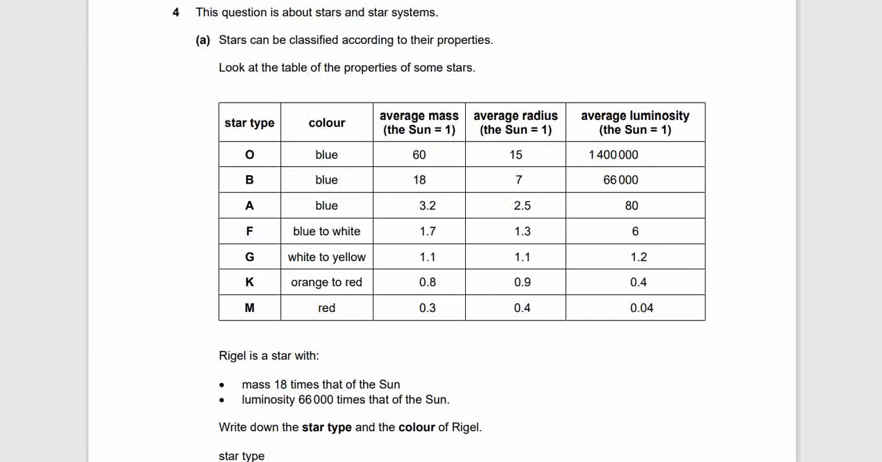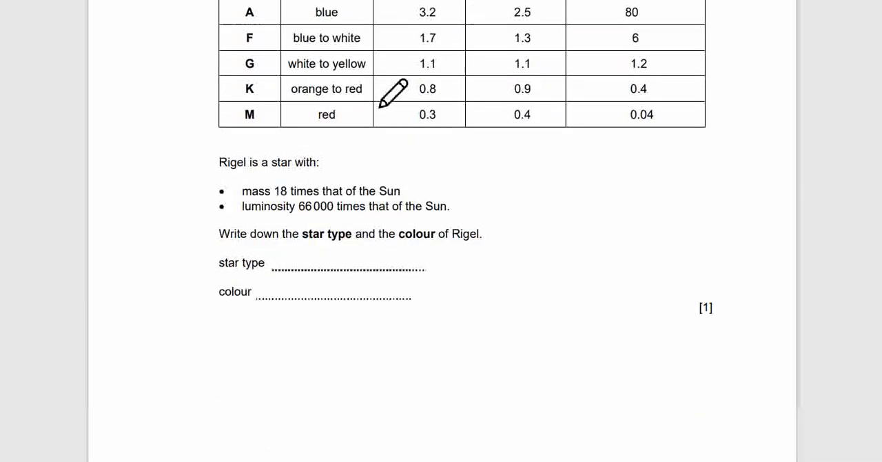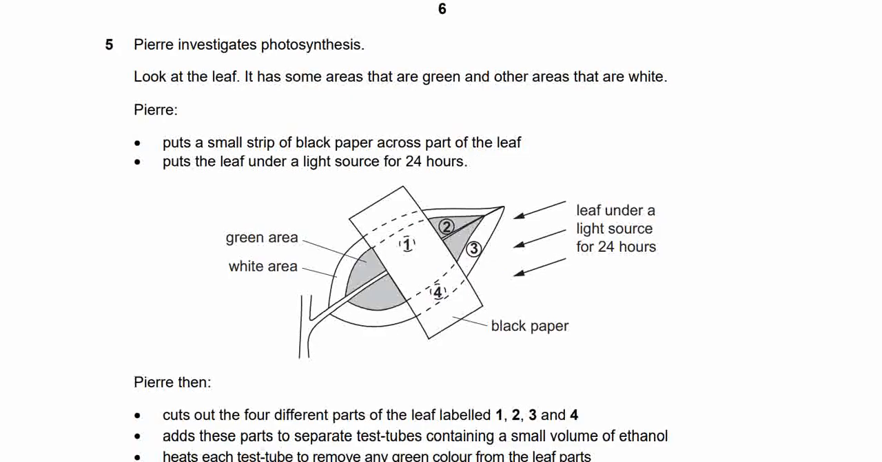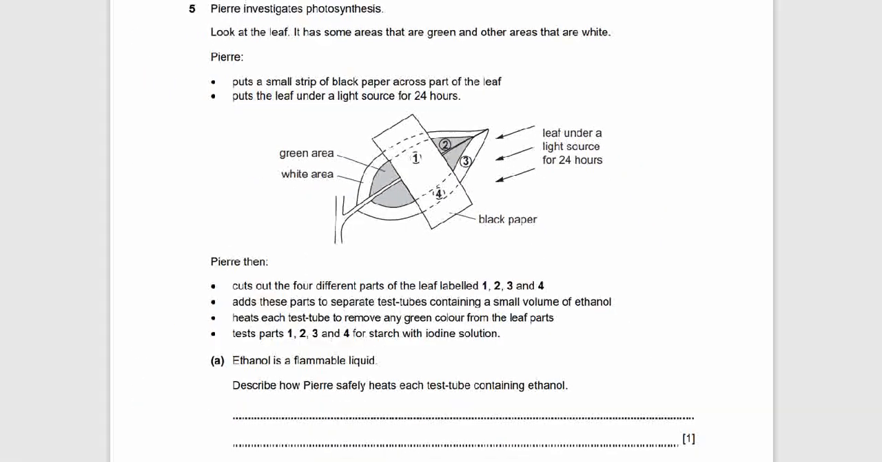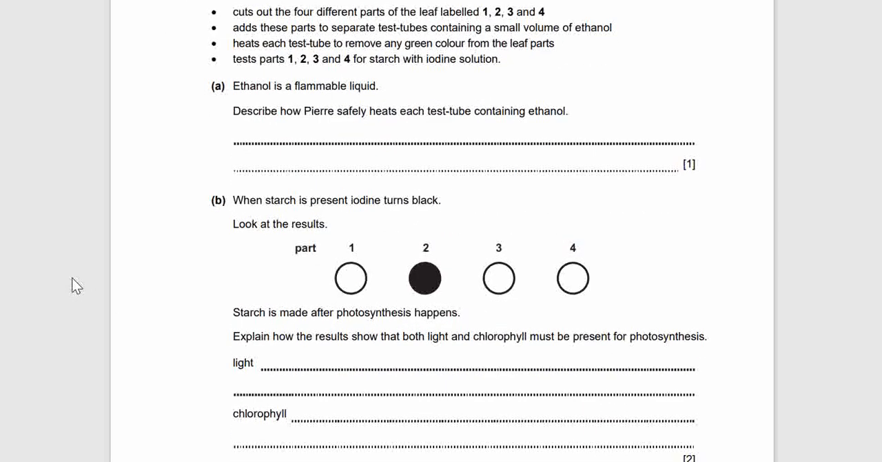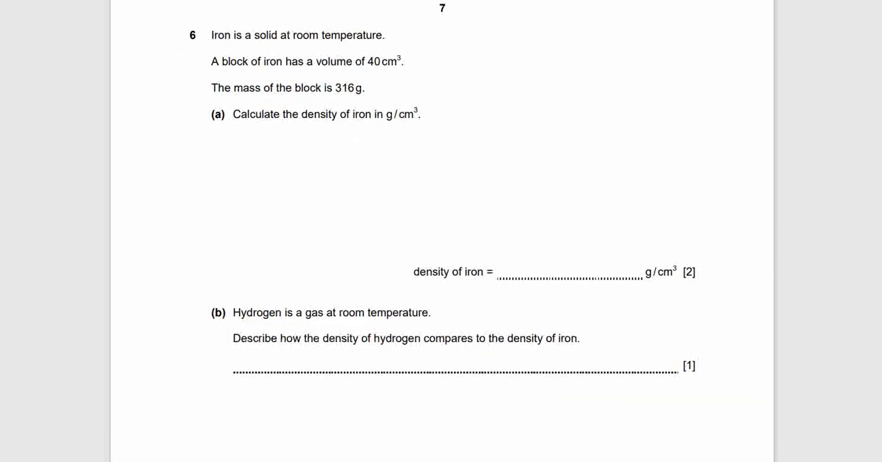This is question number 4, 4A, and this is still part of number 4A. Let's move on to question number 4B, part 1 and 2. And then this is question number 5. This is 5A and then 5B. Next is question number 6, A and B.